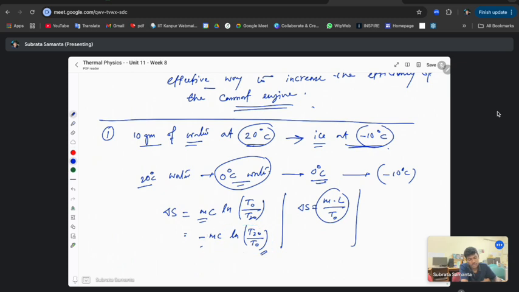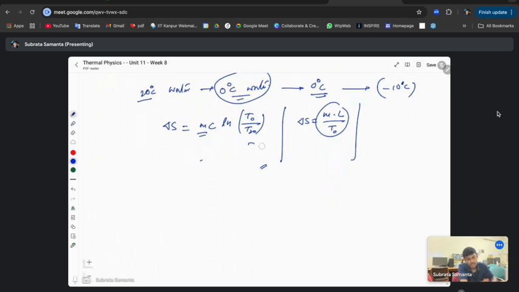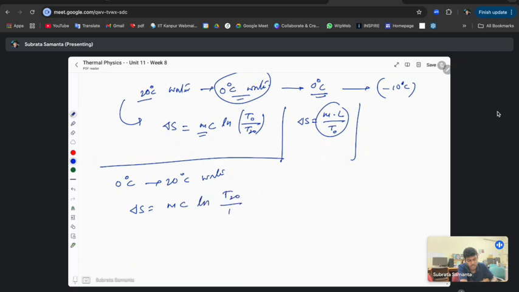Is it clear or not? Let's say this is your 20 degree to 0 degree water. Now if you change that, 0 degree centigrade to 20 degree centigrade water, then your delta S is basically mc times ln T20 over T naught, final over initial. And that is exactly the minus delta S of the reverse process.